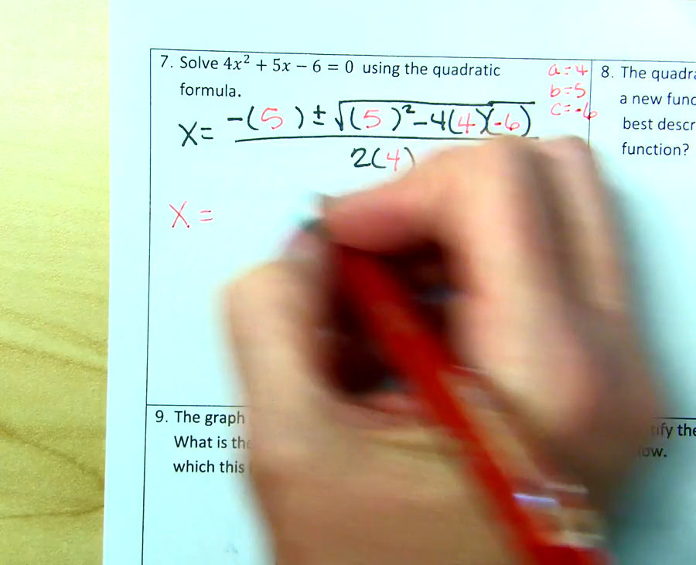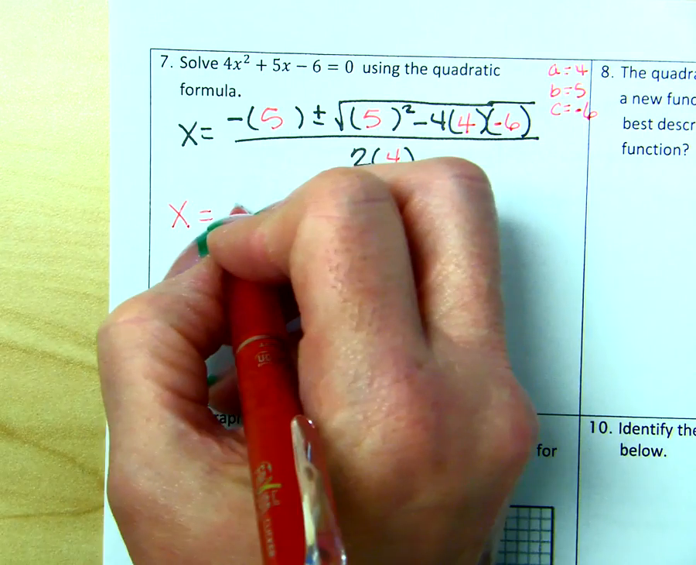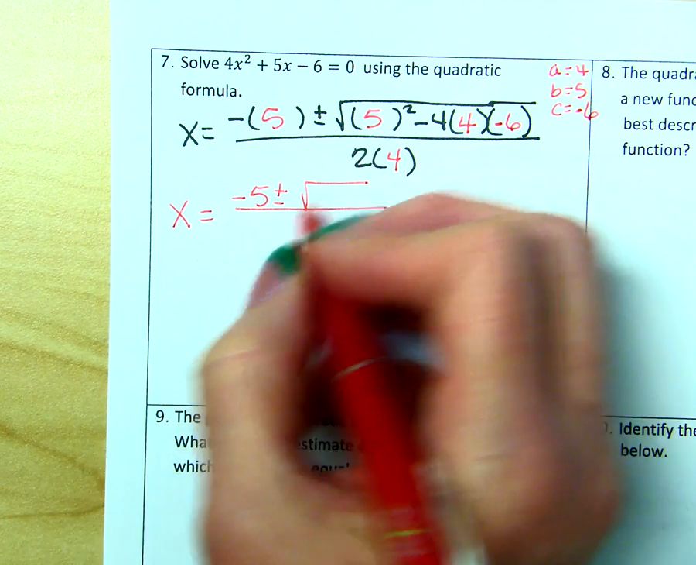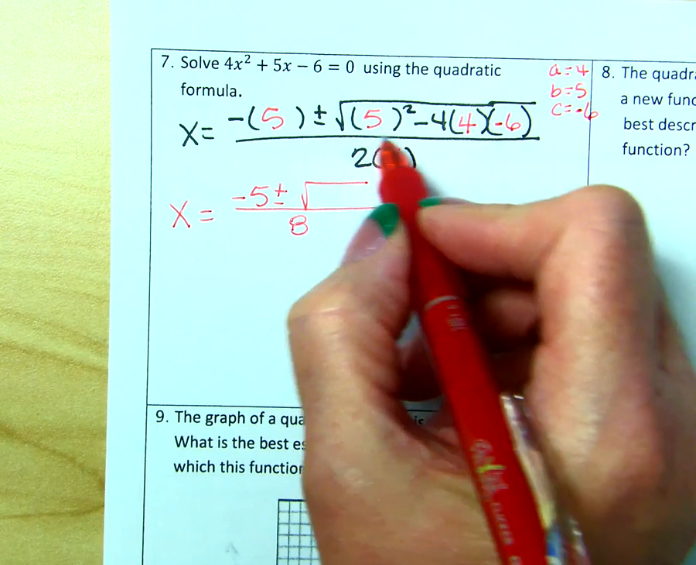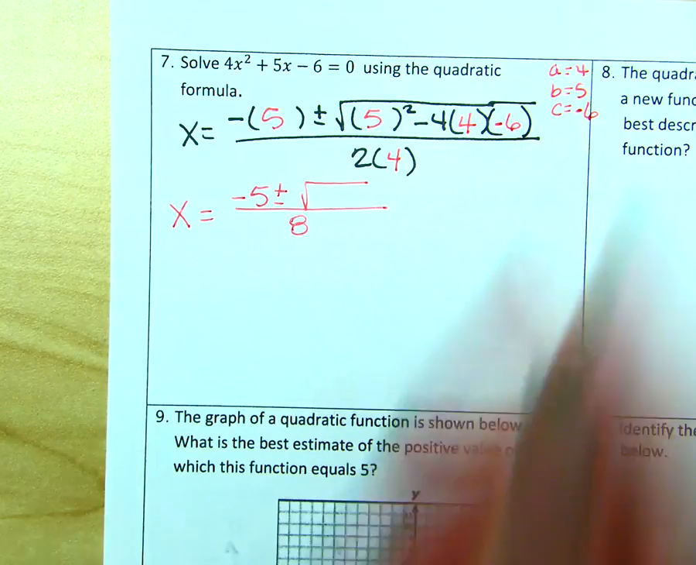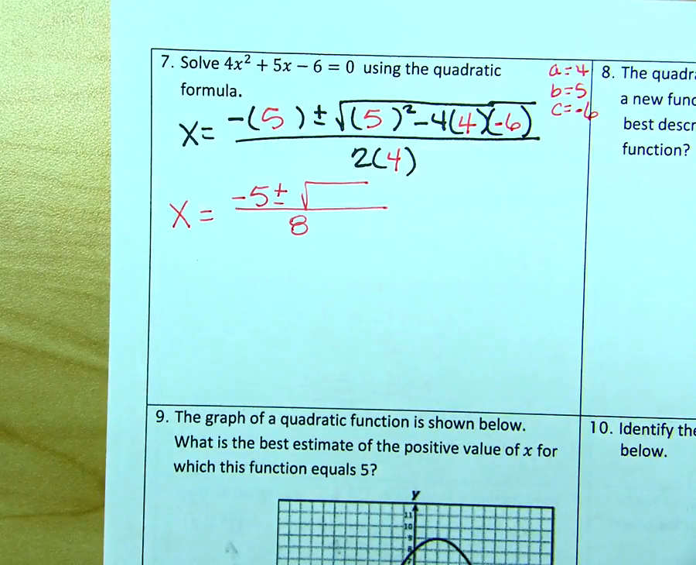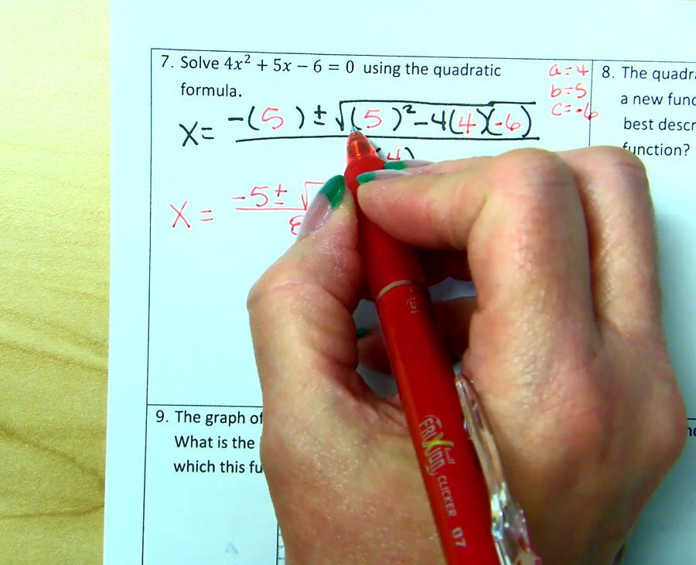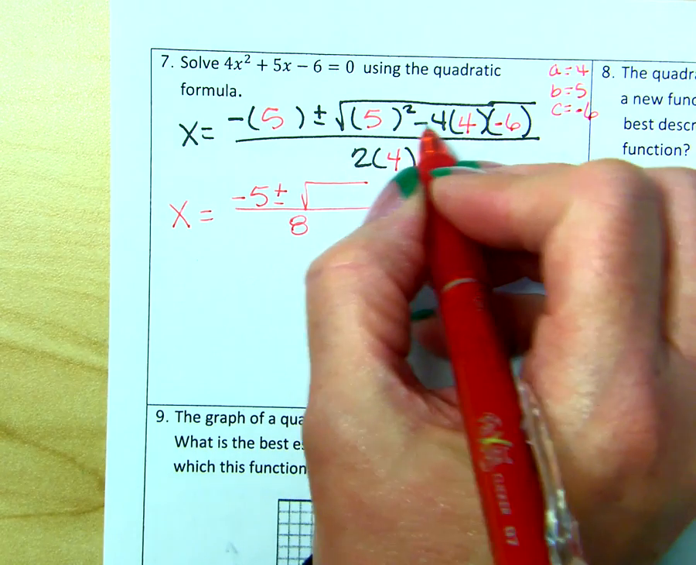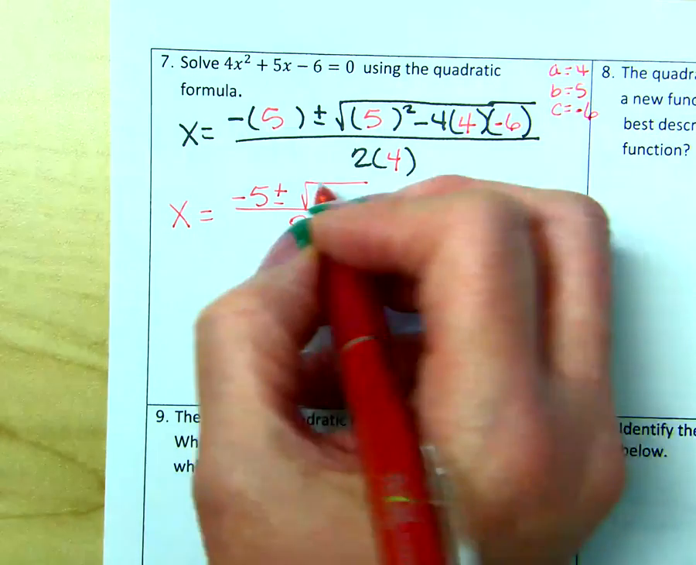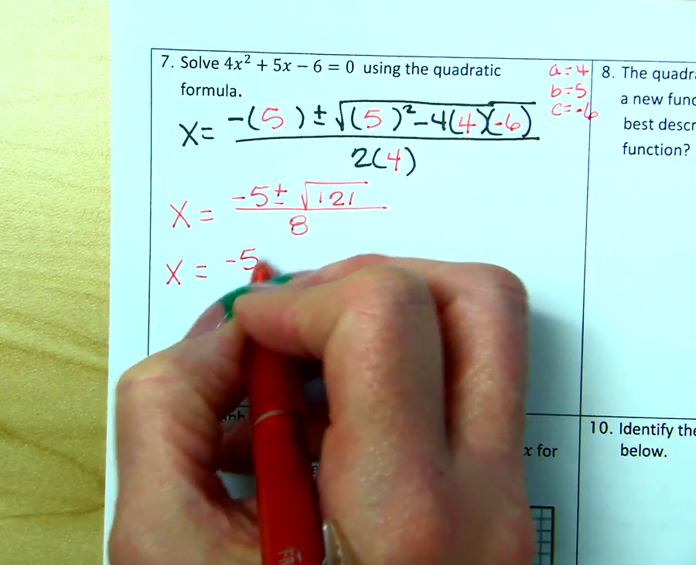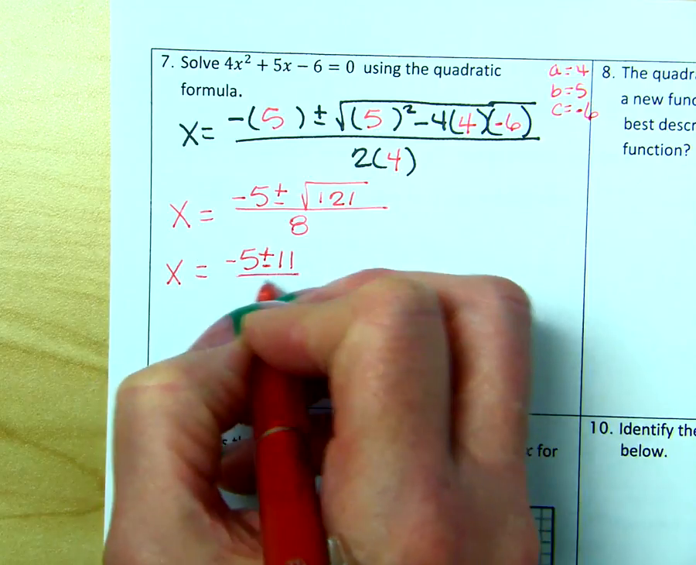So our next step would be to start simplifying. So the opposite of 5 is -5 plus or minus the square root, and then 2 times 4 is 8. We're going to find the discriminant underneath the radical here, and if you put this into the calculator from this parentheses all the way to this one, making sure that this is a subtract and this is a negative, you're going to end up with 121. And 121 is a perfect square, and its square root is 11.